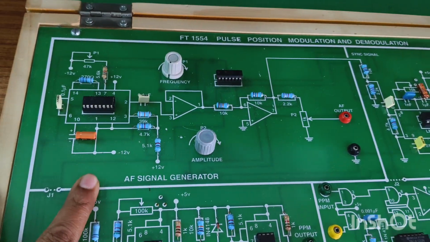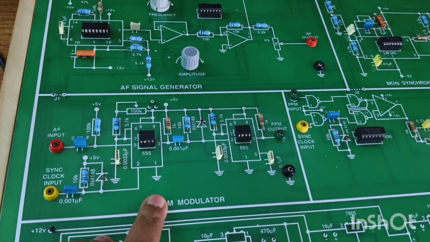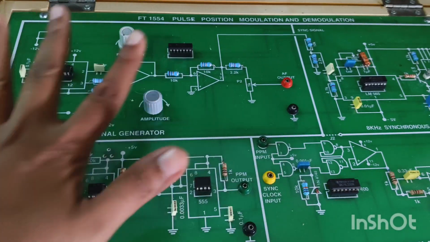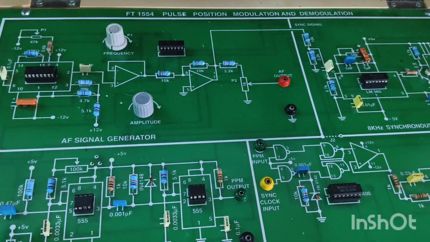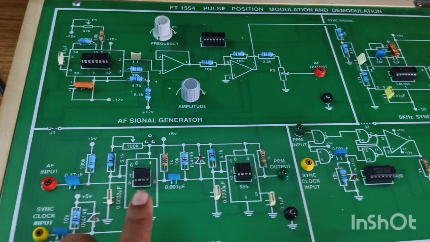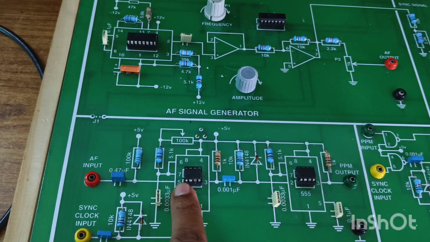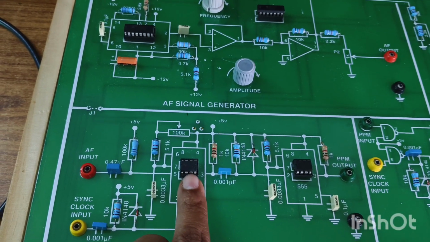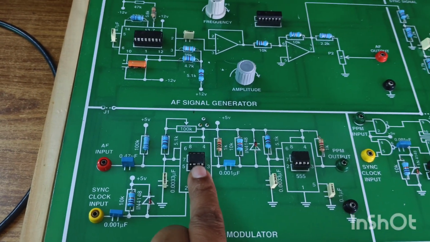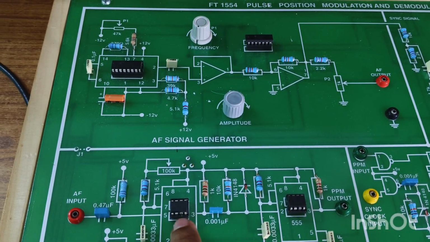In this kit we have an AF signal generator, next a synchronous clock generator, next PPM, pulse position modulation and demodulation. If you observe, PAM, PPM, PWM, all these are the same, but the output is different. Why? Because the connections are the same, but the output we get is different. And if you want to observe the PWM in this pulse position modulation kit also, at the third pin of this IC you will get the pulse width modulation output. Here we are going to get the PPM output and at the third pin we will get the PWM.